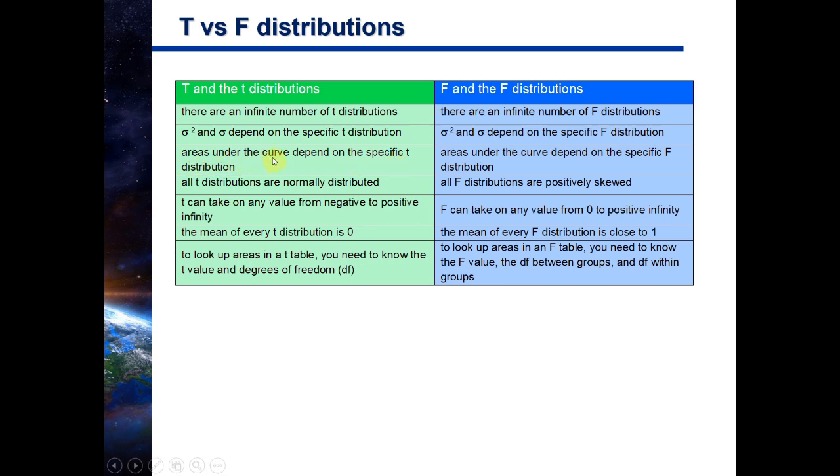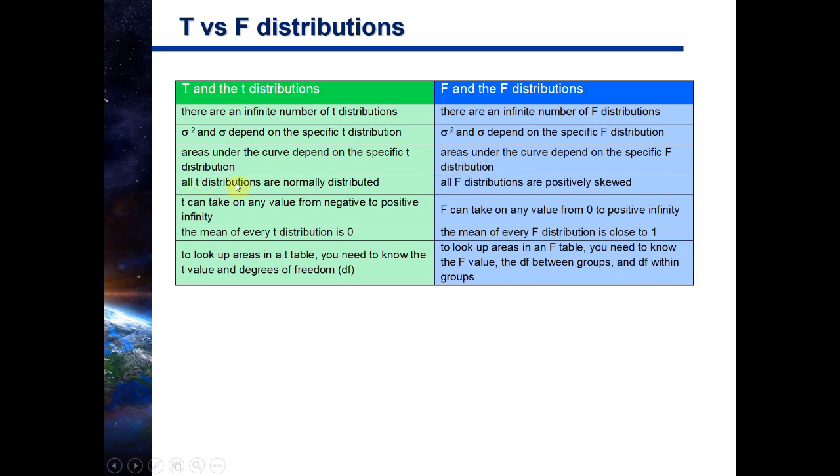So the areas under the curve and therefore the critical values in hypothesis testing are going to depend on the specific T distribution. That's why we need a table. Same thing here. The areas under the curve depend on the specific F distribution. So that means that the critical values are going to depend on the specific F distribution as well. We need a table to tell us what those are.